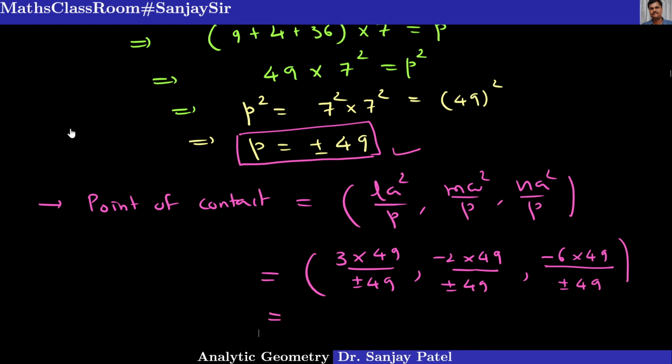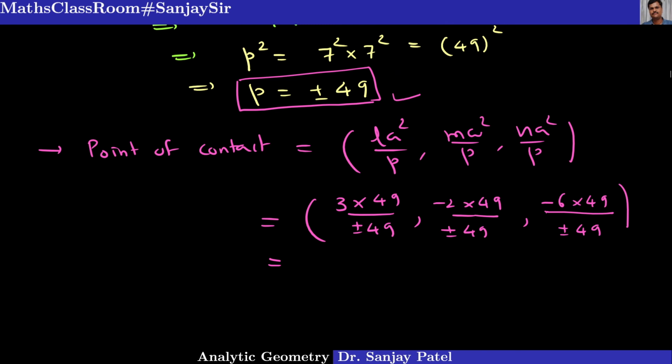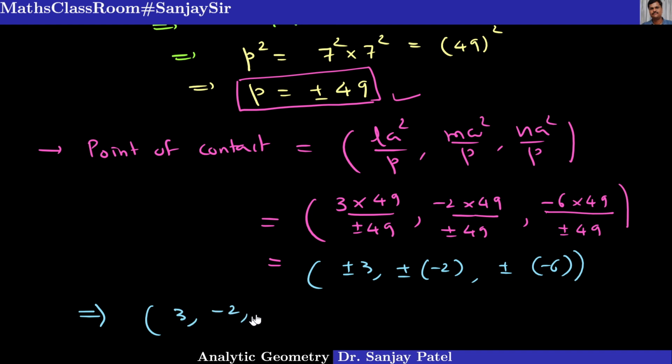So this gives us, cancelling this way, plus or minus 3, plus or minus minus 2, and plus or minus minus 6. So when you take the plus sign, we get 3, minus 2, and minus 6. And when you take the minus sign, you will get minus 3, plus 2, plus 6. So these are the points of contact.